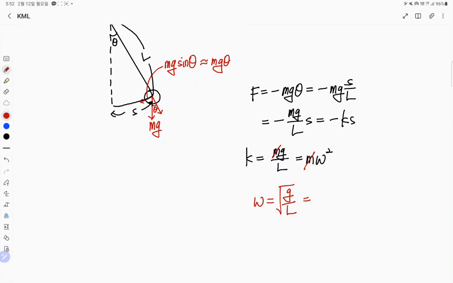And with this rotational speed, the one full cycle, 2 pi, is divided by the period of the pendulum. So the period of the pendulum is equal to 2 pi times the square root of L over g. That's it for this video, and thanks for watching.